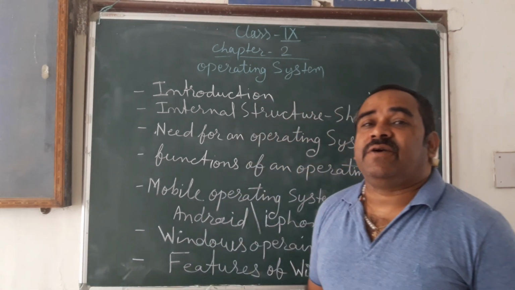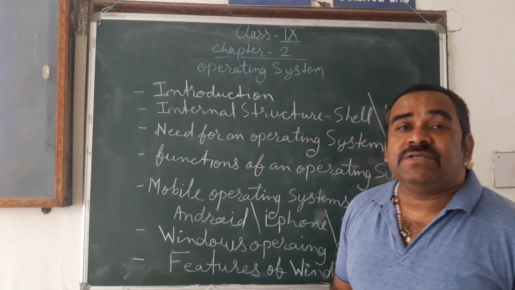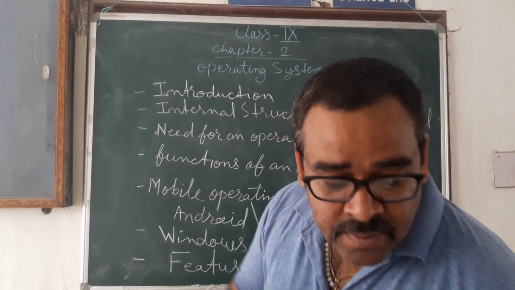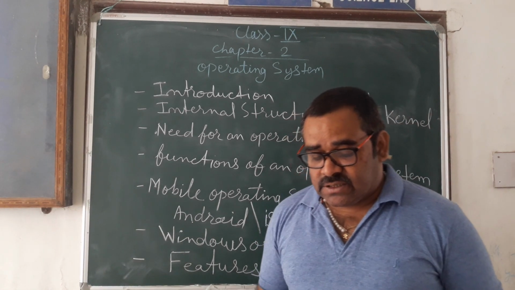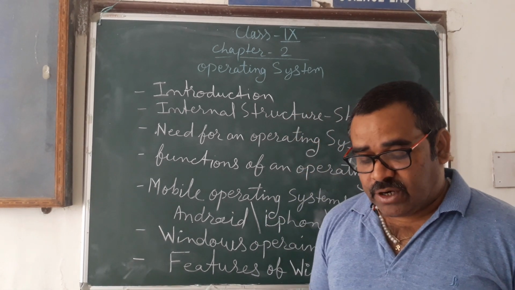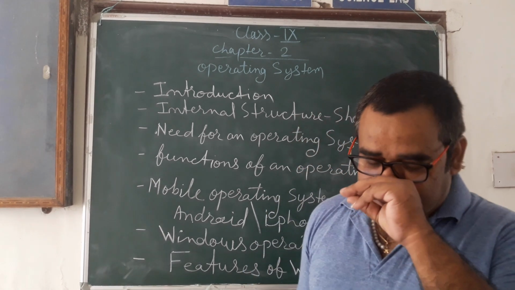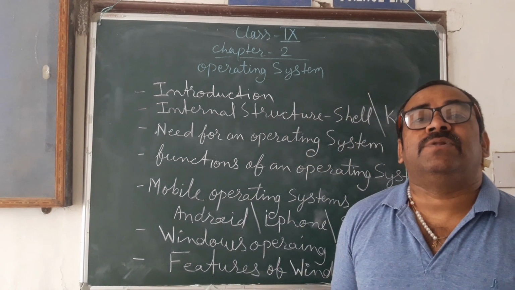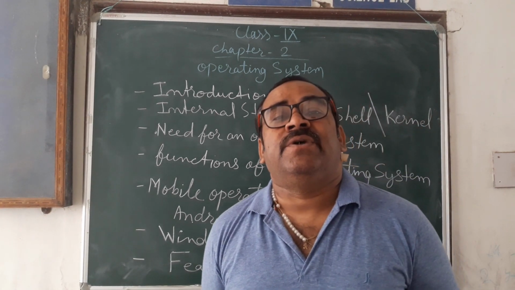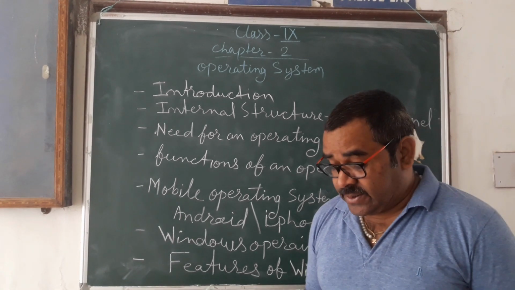Today we start our chapter 2, Operating System. In your earlier class, you have learned the basic software which should be present on a computer system. That is the operating system. It operates the whole computer system. Without an operating system, a computer can't work.